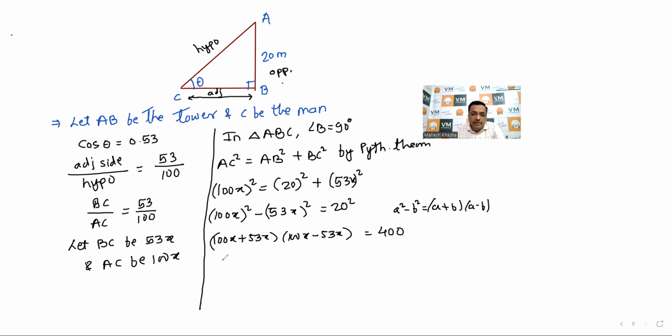Now 100x and 53x become 153x into 100x minus 53x becomes 47x is equal to 400. Okay. So now 153 and 47 we have to shift that side. x square, x into x, x square. And this becomes 400 upon 153x. Sorry, not x. 153 into 47 at denominator.